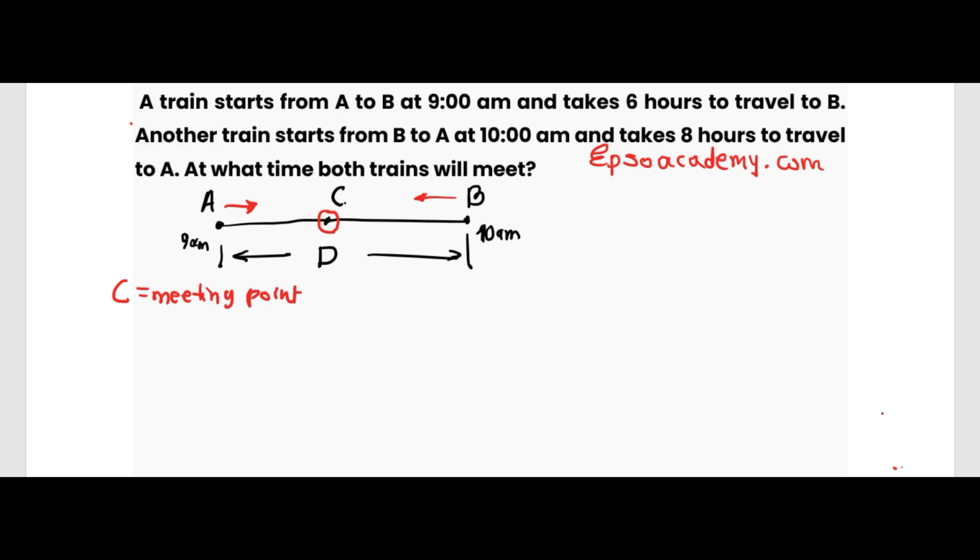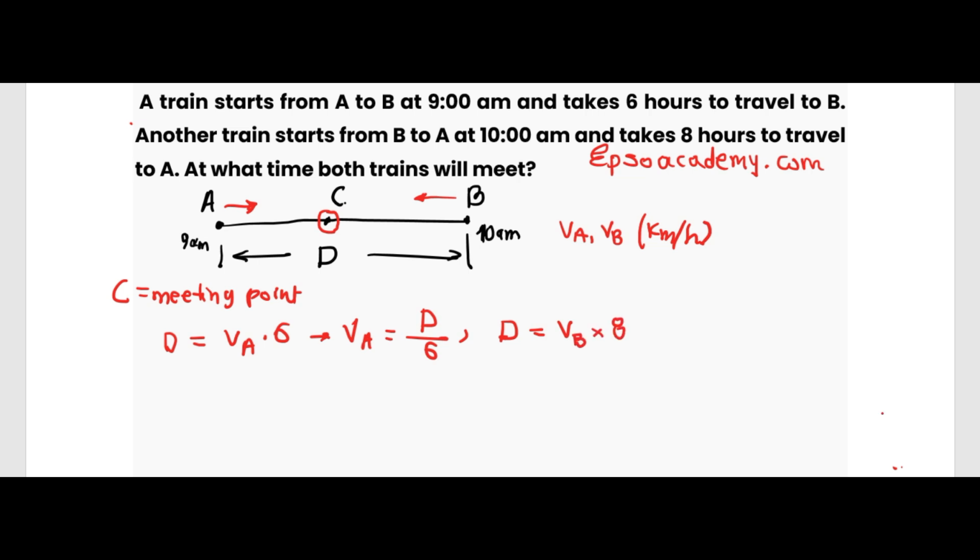Okay, suppose the distance is d, then we have d equals the speed of A multiplied by the number of hours, and this is 6 hours. Suppose VA and VB are in kilometers per hour. So from here we have that the speed of A is the distance divided by 6. In the same way, the distance is the speed of train B times 8, because it takes 8 hours. And so the speed of B is the distance divided by 8.